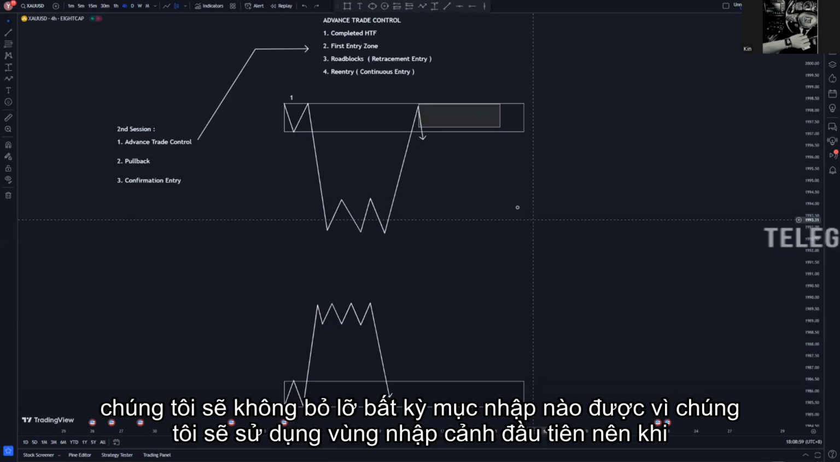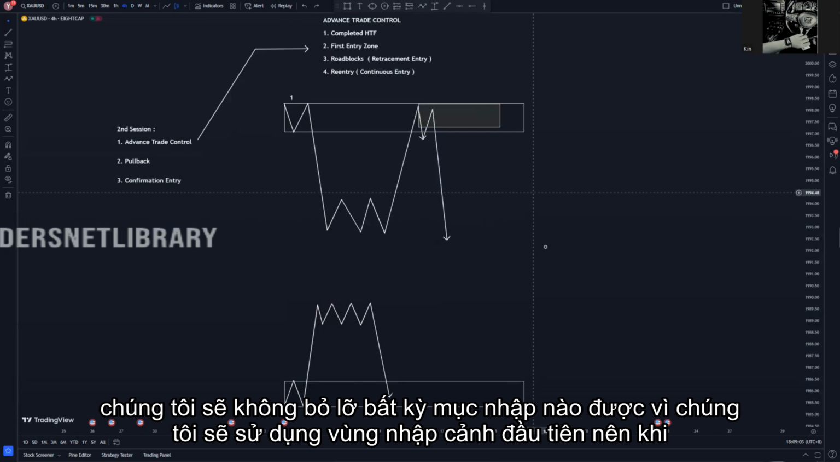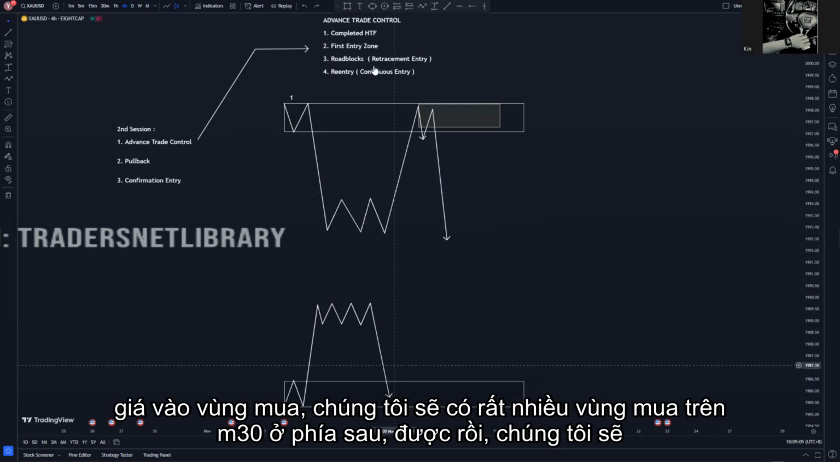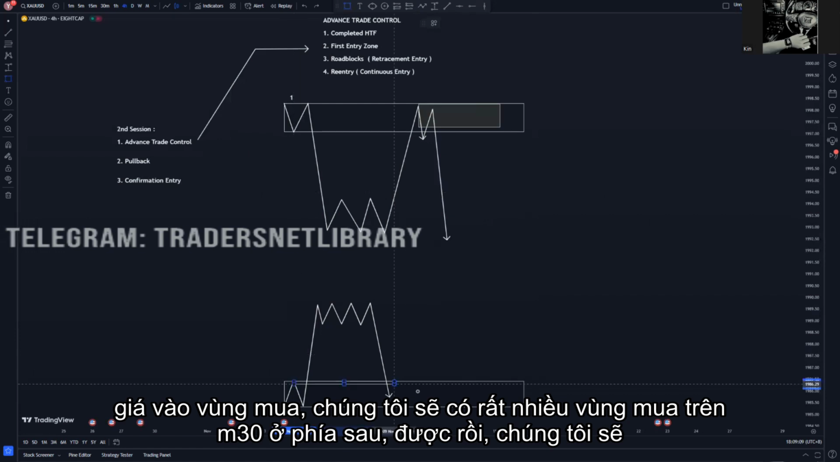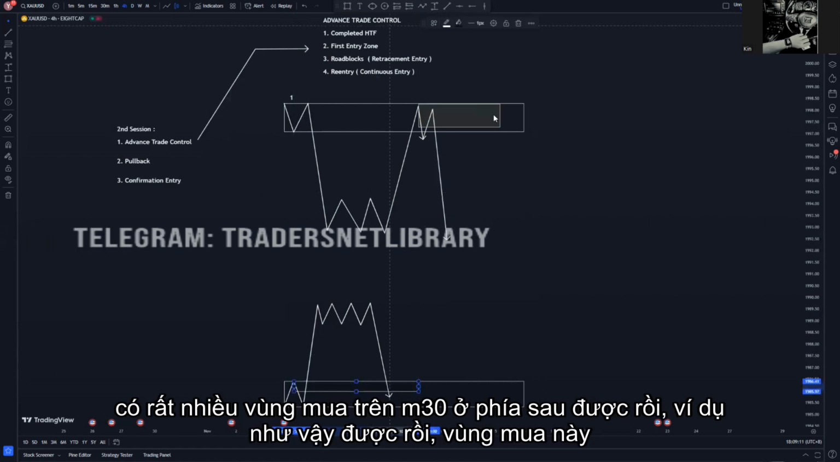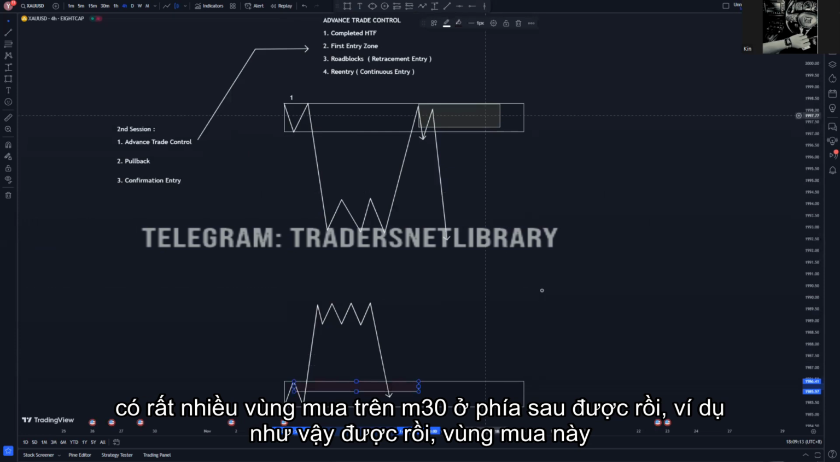Actually, we're not going to miss any entry, because we are going to use the first entry zone. So when the price gets into the buy zone, we will have a lot of buy zones on M30 at the back.